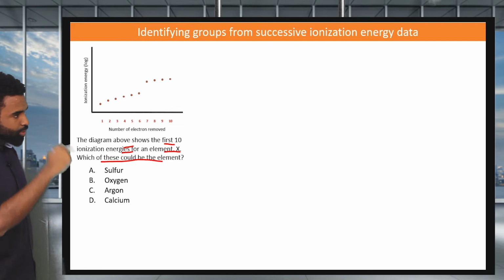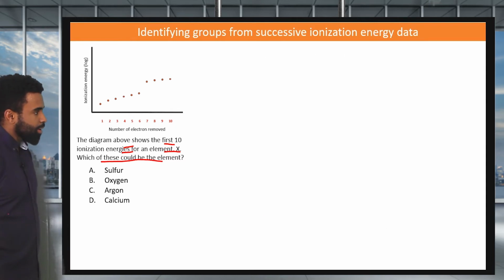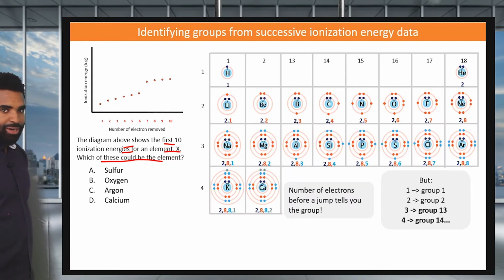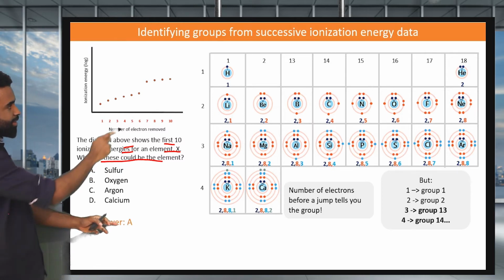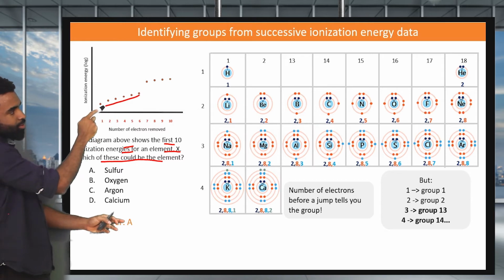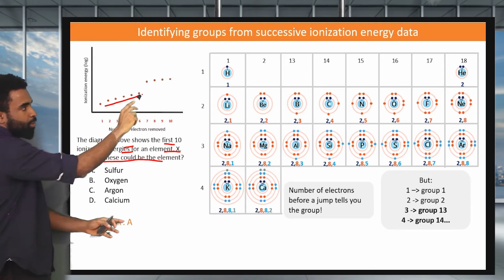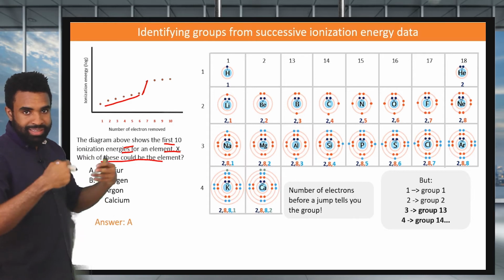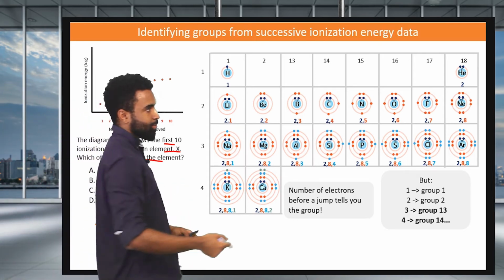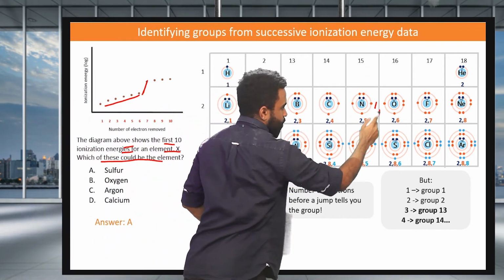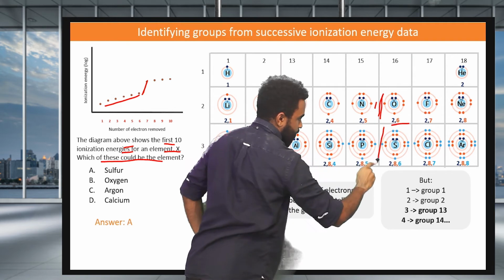In 3 seconds, I will show you a clue. 1, 2, 3. Here's our clue. It's just our periodic table. And then 1, 2, 3, I show you the answer. Here's the answer. Answer A. Why is it A? Well, let's see. 6 electrons were removed before we had that jump. It means there must be 6 valence electrons. Which group has 6 valence electrons? Group 16. So either we're talking about oxygen or we're talking about sulfur.